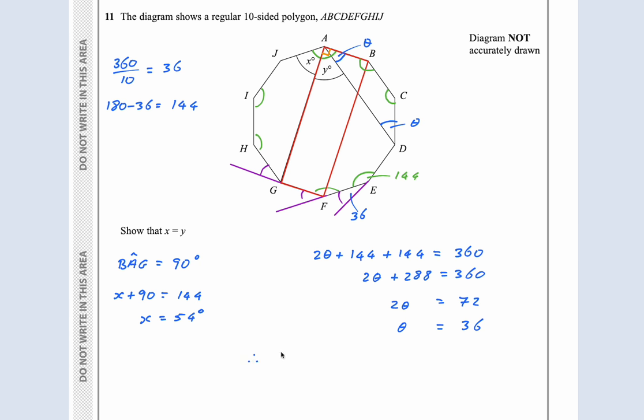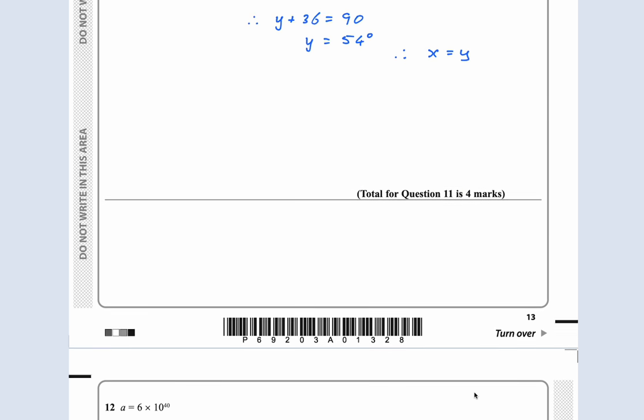If theta is 36, then, this is my therefore sign. Therefore, y plus theta, which is 36, has to equal 90, because this is a right angle here, my theta plus my y. That means y is 90 minus 36, which is, guess what, 54 degrees. And then I can just say, therefore, x equals y, and it's shown. Okay, not an easy angles and polygons question, but hey ho.